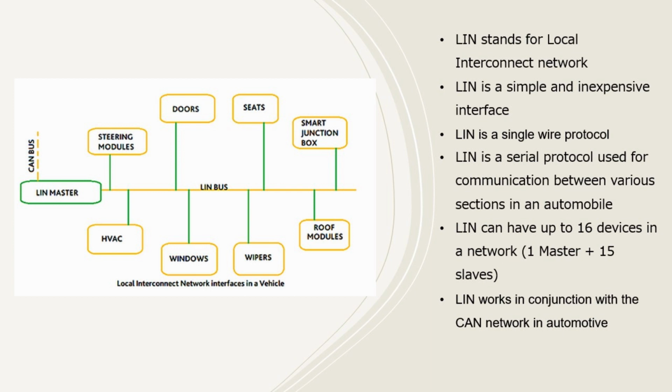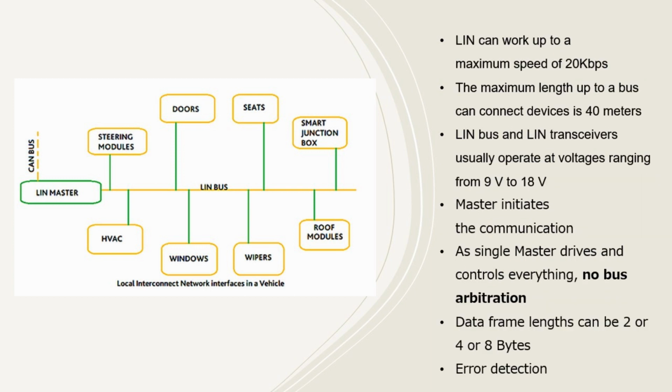LIN can have only one master. LIN can have up to a maximum of 16 devices on the network. This meant one master and 15 slaves at a time. LIN can work up to a speed of 20 kilobits per second. This meant it is a low-speed interface. LIN can have data transferred up to a maximum of 40 meters.